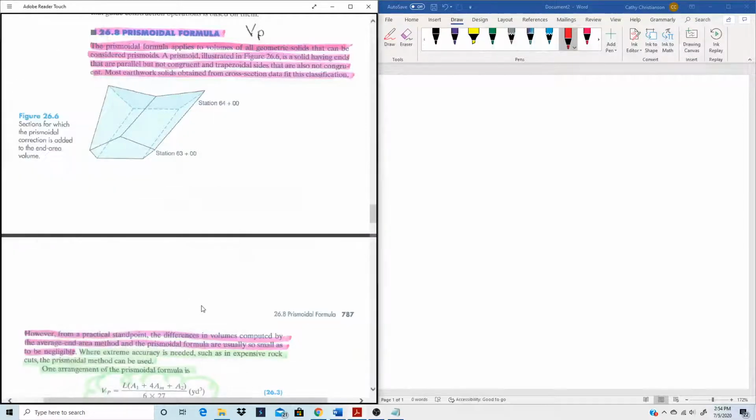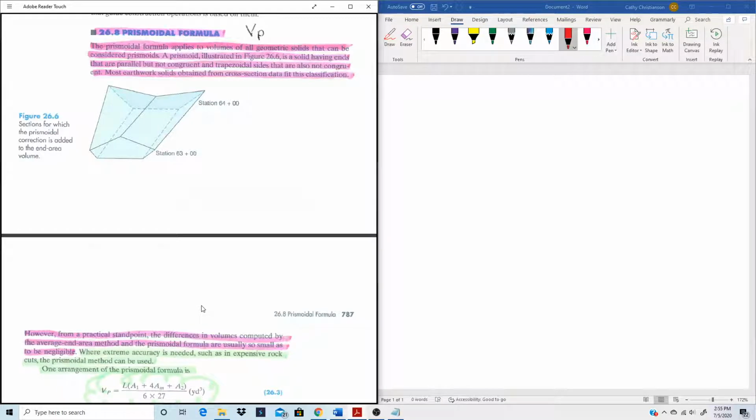Alright, so we're going to pick up with the Prismoidal formula, doing volume by Prismoidal, and you'll see that called V sub P. The Prismoidal formula applies to volumes of all geometric solids. This can be considered a Prismoidal. It is a solid having ends that are parallel but not congruent, and trapezoidal sides that are not congruent. Most earthwork solids computed from cross-section data fit this. However, from a practical standpoint, the difference between the two volumes is so minute that it's negligible.